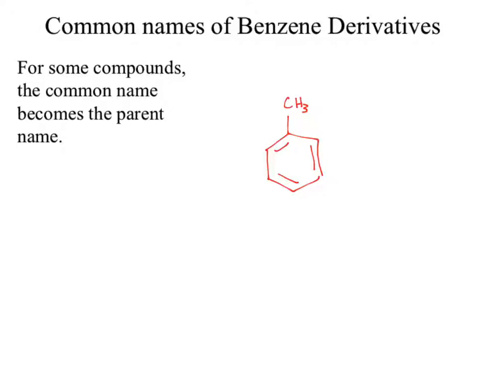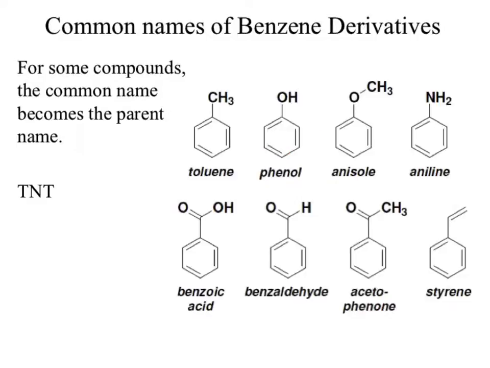Toluene. Isn't it methylbenzene? Yes. Why do we call it toluene? Because somebody named it Bob, and now everybody has to name it Bob. Okay, that's the way it works. So there are several compounds like that: toluene, phenol, anisole, aniline, styrene, acetophenone, benzaldehyde, benzoic acid.